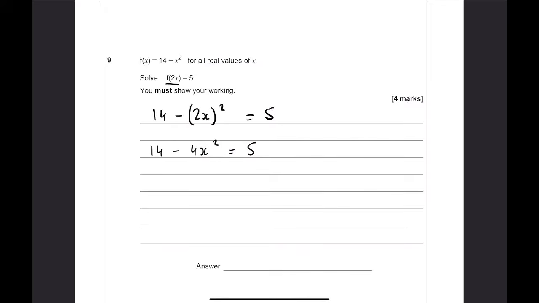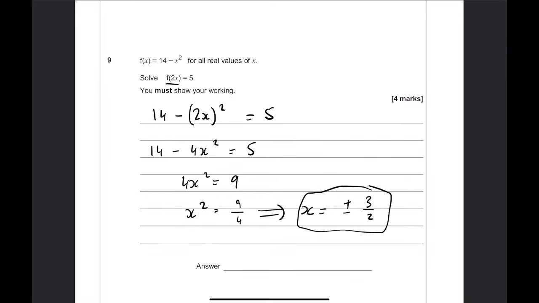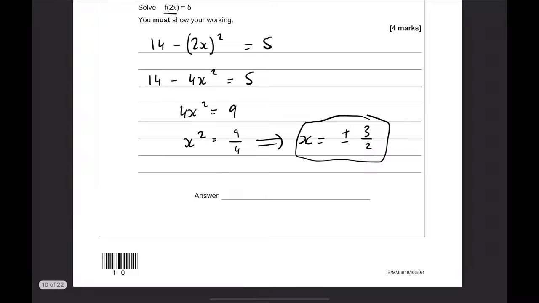If we take the 4x squared across to the right and the 5 back across to the left, we're going to be left with 4x squared equals 9. So x squared equals 9 over 4. And this means that x equals plus or minus 3 over 2. It is important you remember the plus or the minus, or you will not get full marks.